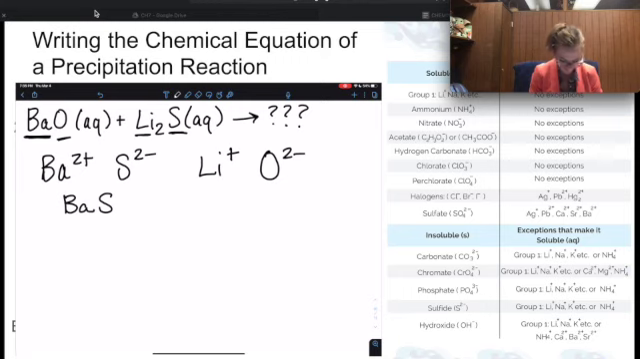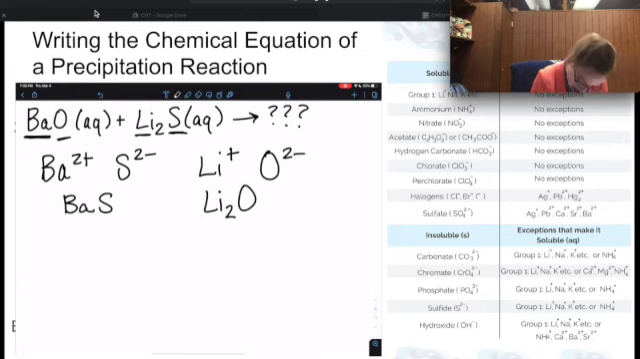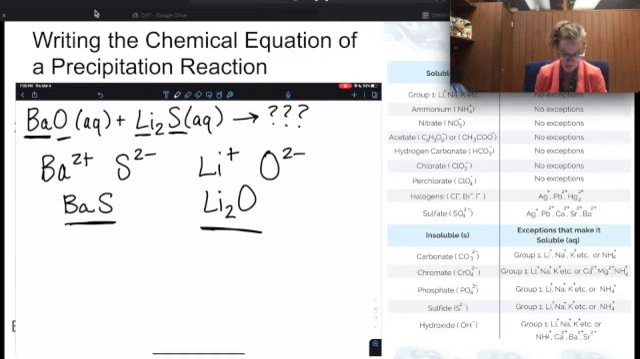So I'm going to need to make sure that I write this ionic formula correctly. Therefore, I need 2 lithiums to make 2 positives to balance out my oxygen's 2 negative charges. So we have Li2O in that case. So now we know what our products are. Our products are BaS and Li2O. Those are our 2 sets of products.